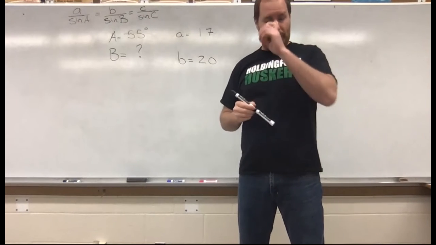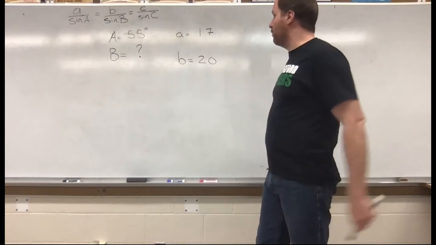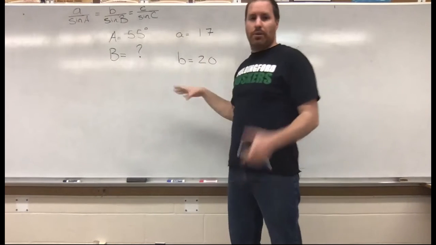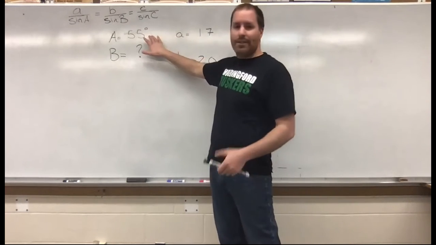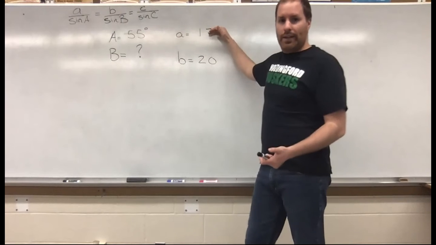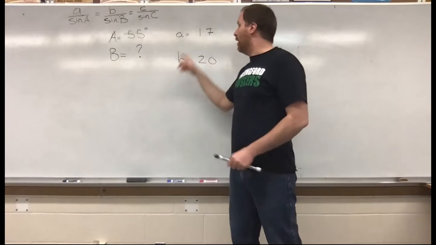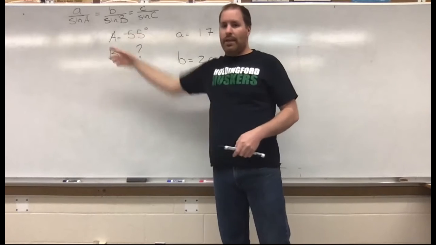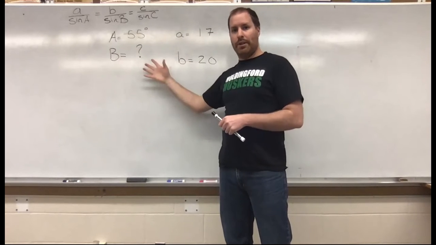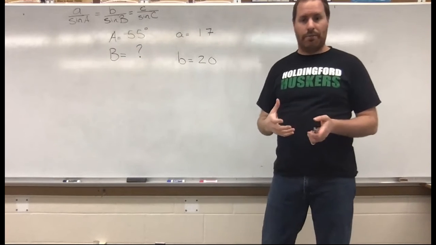And so this is just a quick situation that we're going to run through here. Just some information about a particular triangle. Angle A is 55 degrees, side a is 17. That means these two have to be across from each other, because lowercase and capital are always across from each other. Same here. We don't know the angle this time.